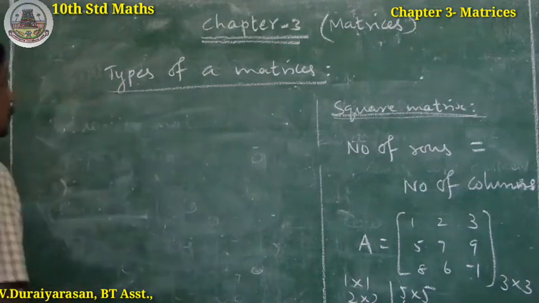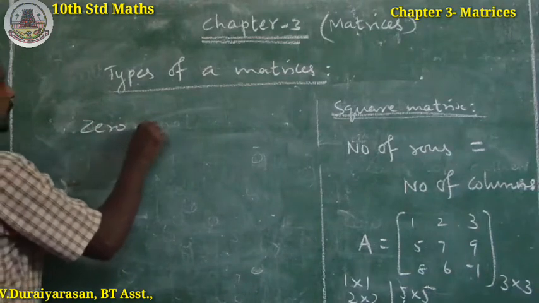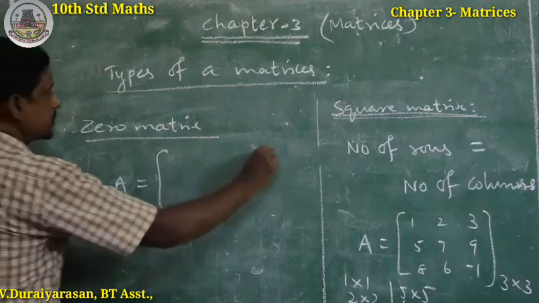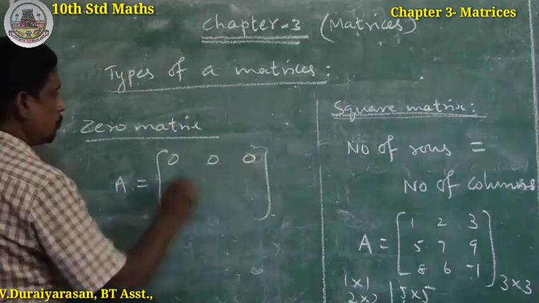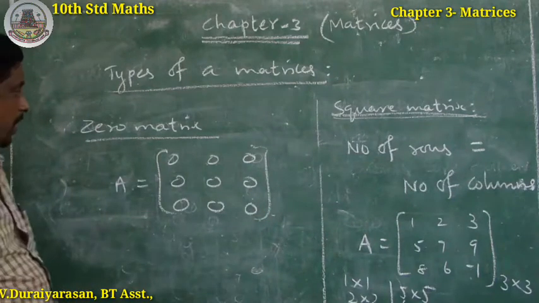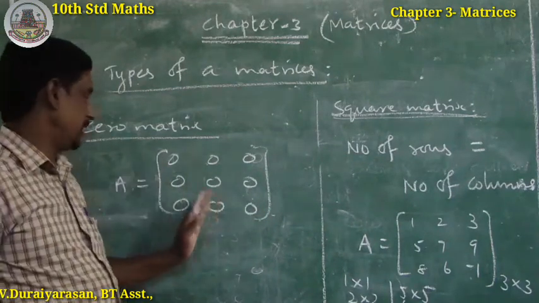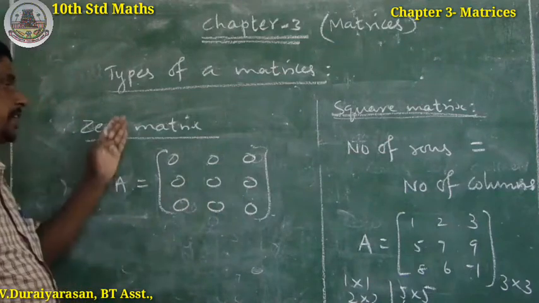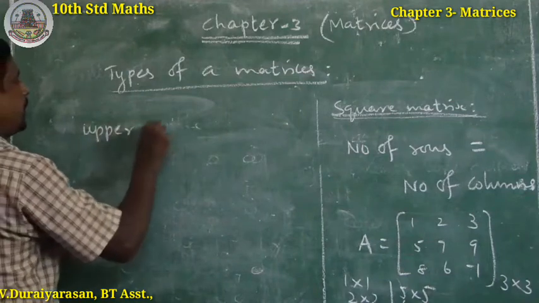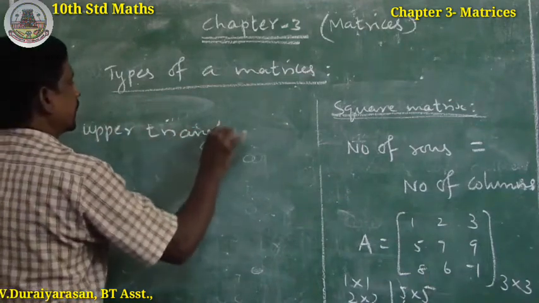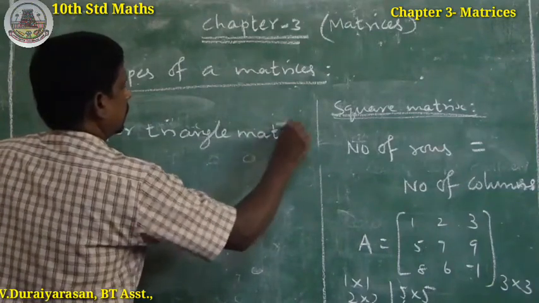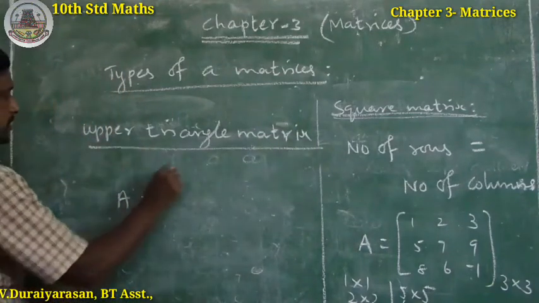Okay, next, zero matrix. A matrix in which all the elements are zero is called a zero matrix. Next, upper triangular matrix.